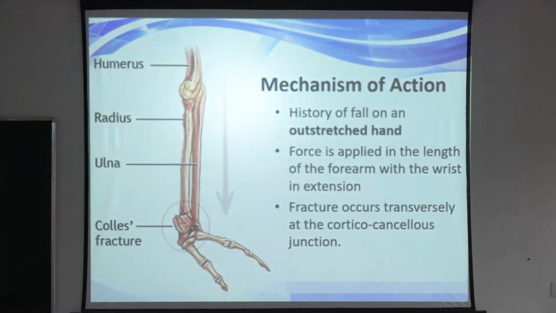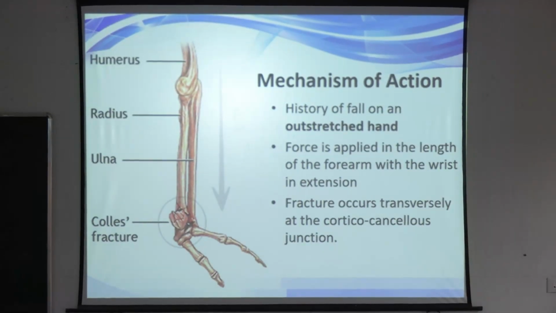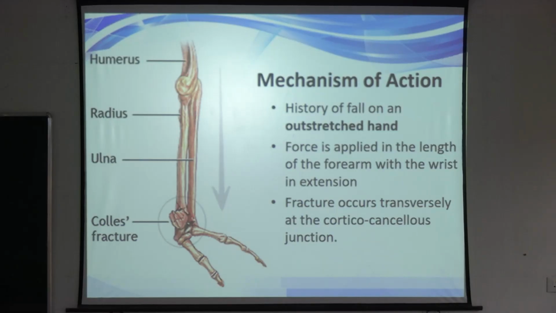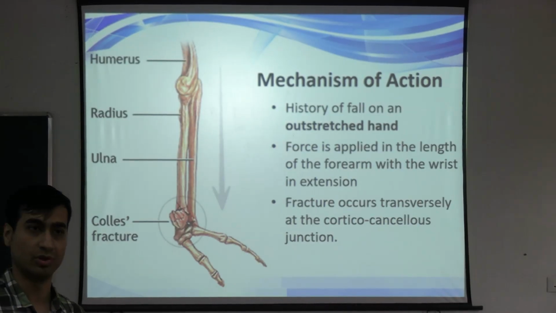So, mechanism of action, history of fall on an outstretched hand, force is applied in length of the forearm, fracture occurs transversely at the corticocancellous junction. Very important component of Colles is it has to be an extra-articular fracture. It cannot be an intra-articular fracture. If it is an intra-articular fracture, then the total term of Colles changes. It becomes a different fracture. It is not Colles anymore.